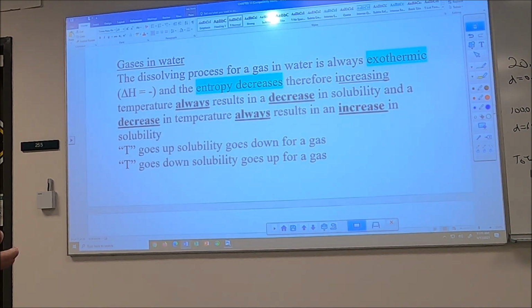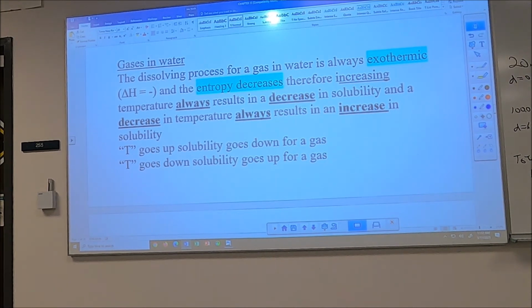So if you were a little fishy trying to breathe in the oceans, and you needed lots of oxygen, you are actually happier at the North Pole and the South Pole where the water is cold.